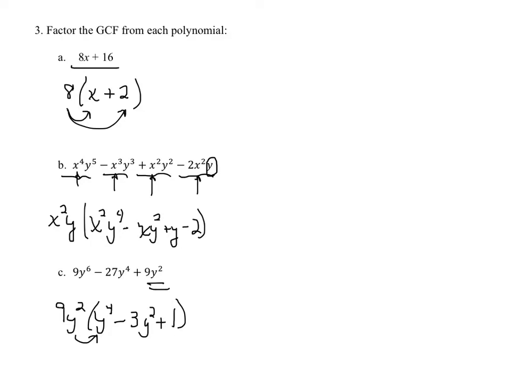entire thing, but I need a placeholder, because if I don't put anything there, when I go to redistribute, I'm not going to get a trinomial. I'm going to just get a binomial.